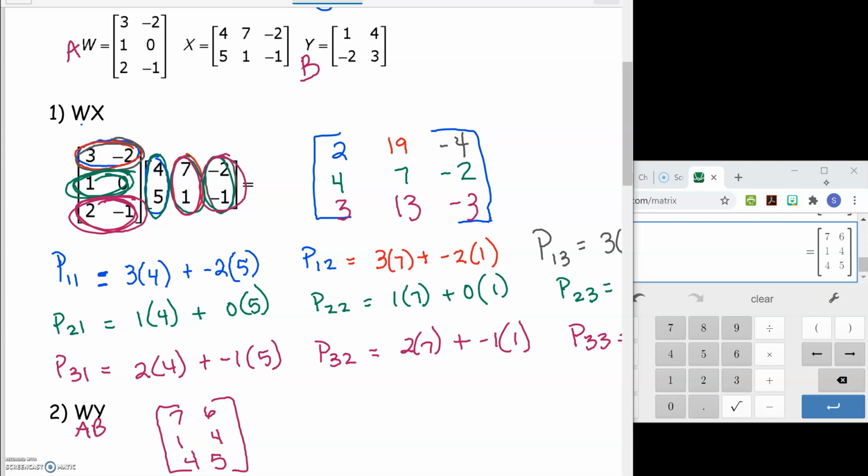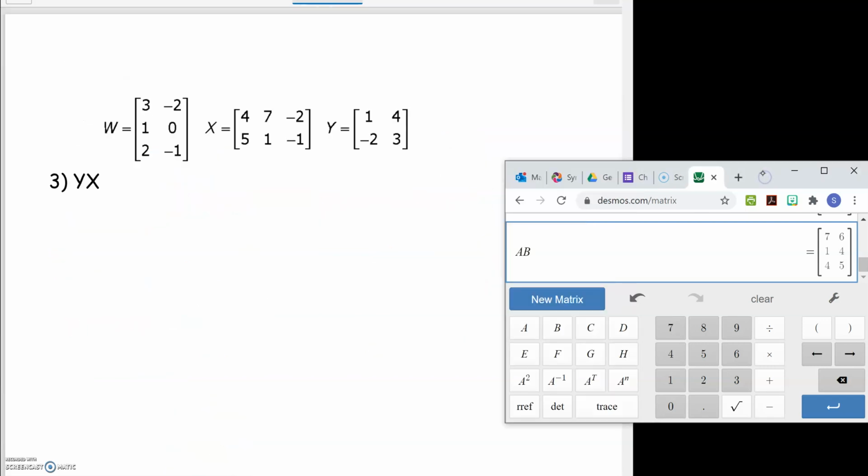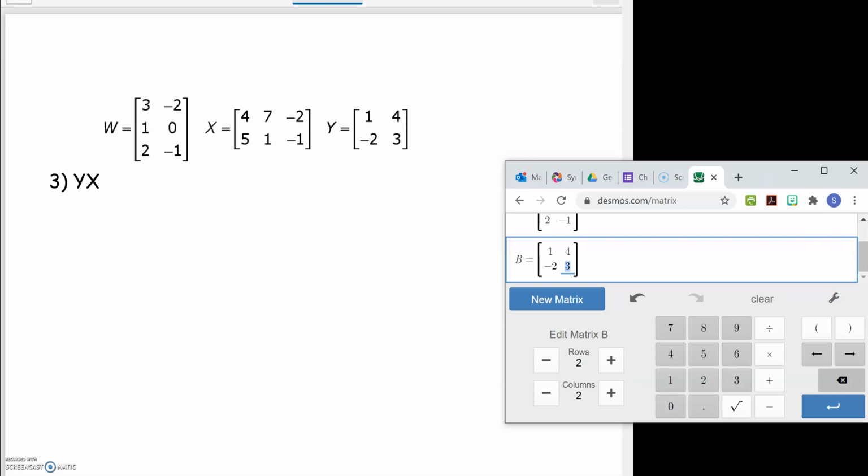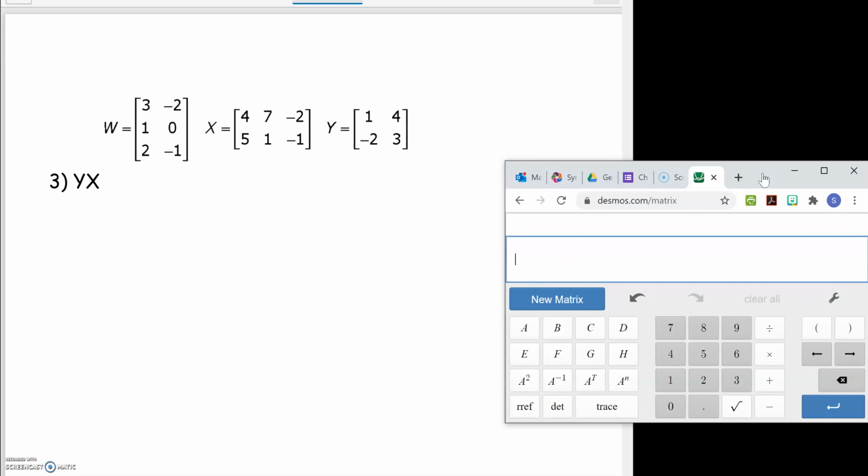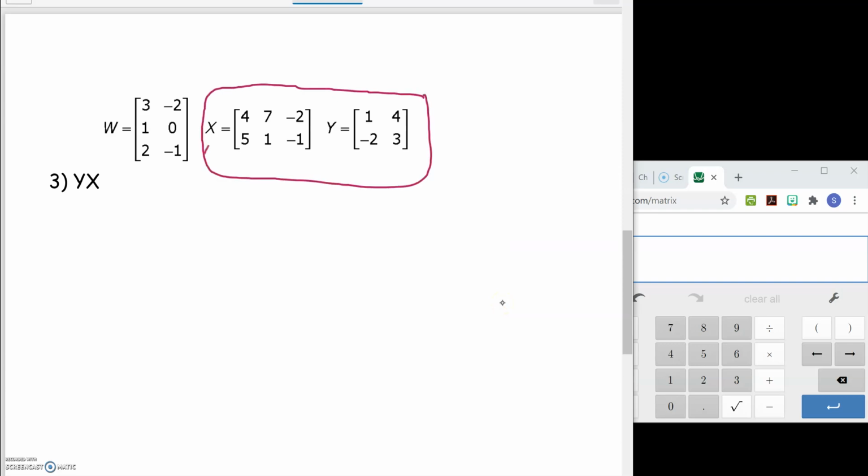Now we're going to take a look at number 3, and I want you to try this one on your own. So you can just back arrow here. Typing in, I want you to do X and Y. You can make this your A, this your B, and we're going to multiply those two together. So B times A.